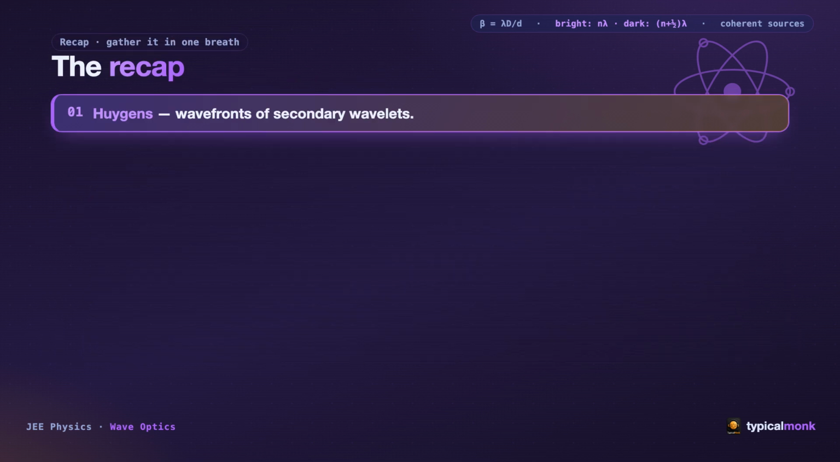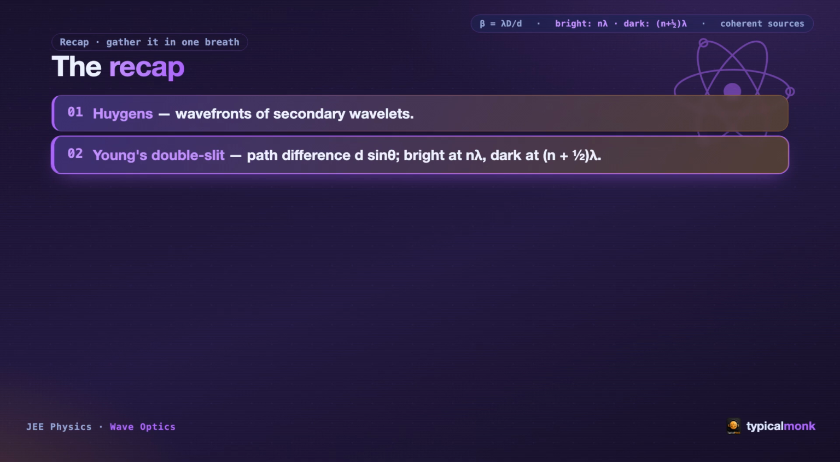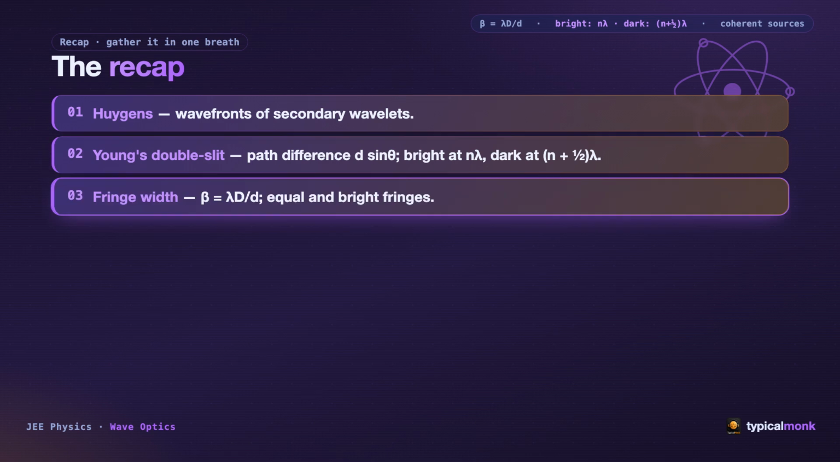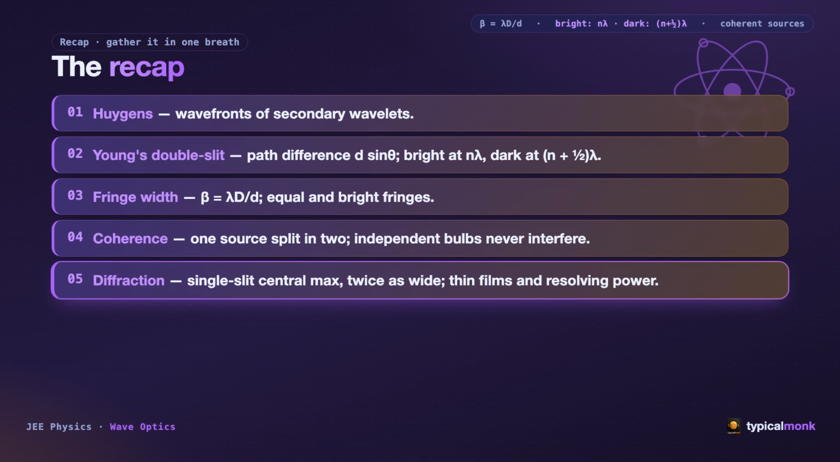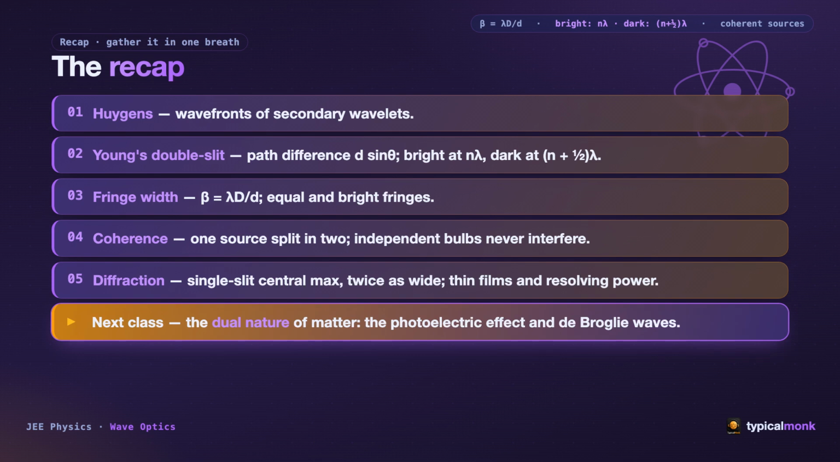Let us gather it all in one breath. Huygens: wavefronts made of secondary wavelets. Young's double slit: a path difference of d sin theta, bright at n lambda, dark at n plus a half times lambda. The fringe width, beta equals lambda D over d, equal and bright fringes. Coherence: one source split in two, independent bulbs never interfere. Diffraction: the single slit central maximum, twice as wide, plus thin films and resolving power. Next class: the dual nature of matter, the photoelectric effect, and the de Broglie waves.